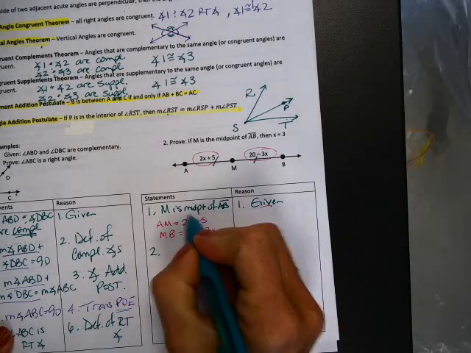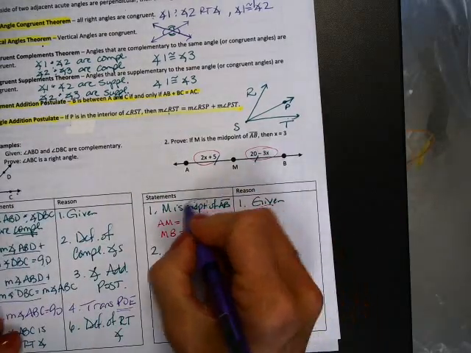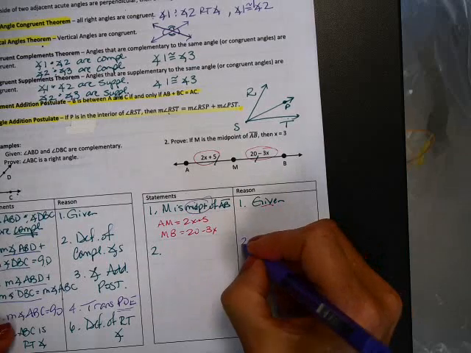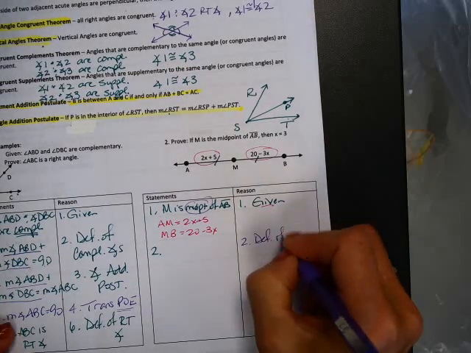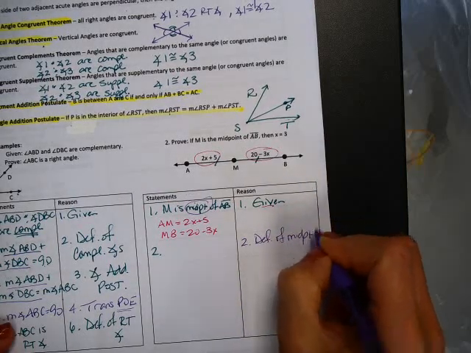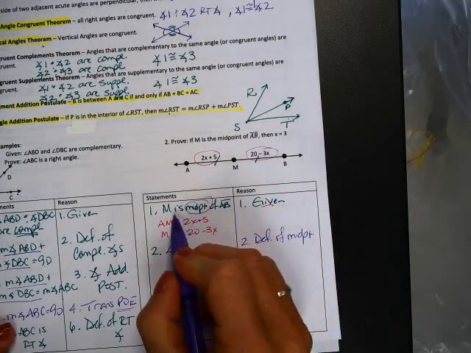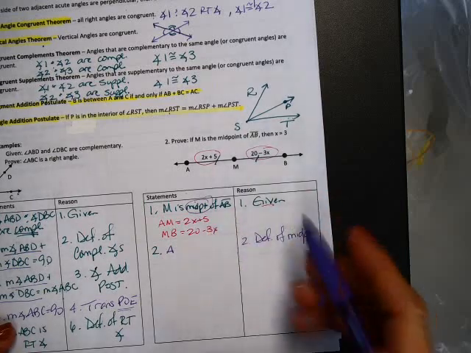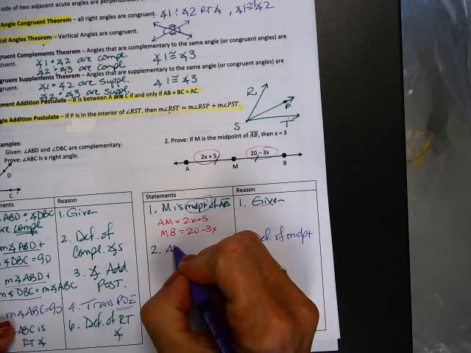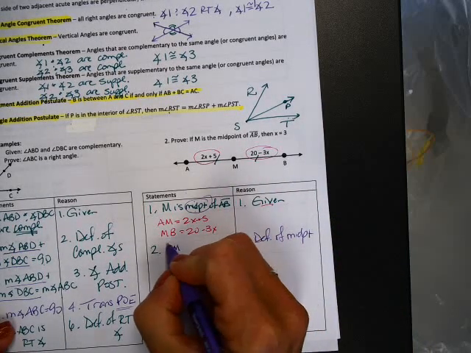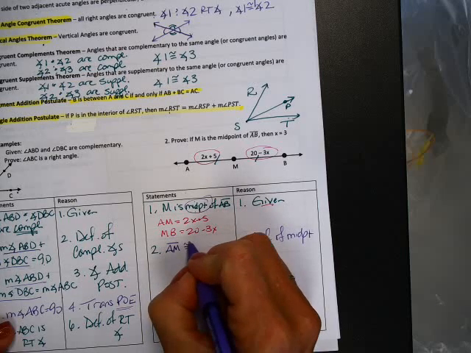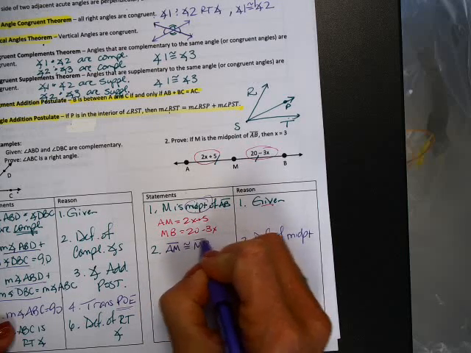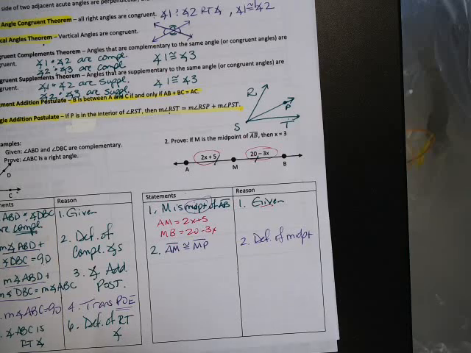If I know that it's a midpoint, boom, here's my key. When you see the word midpoint, you're almost always going to use the definition of a midpoint. What's the definition of midpoint say? If a point's a midpoint, it divides the segment into two congruent segments. So I need two congruent segments. All right, so segment AM is congruent to segment MB. Got it. Definition of a midpoint.